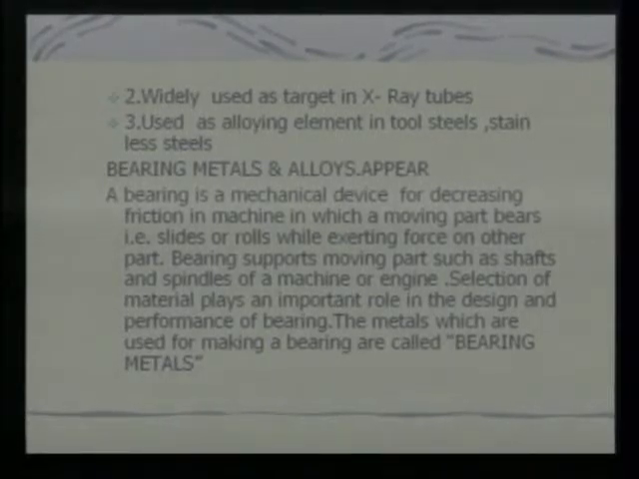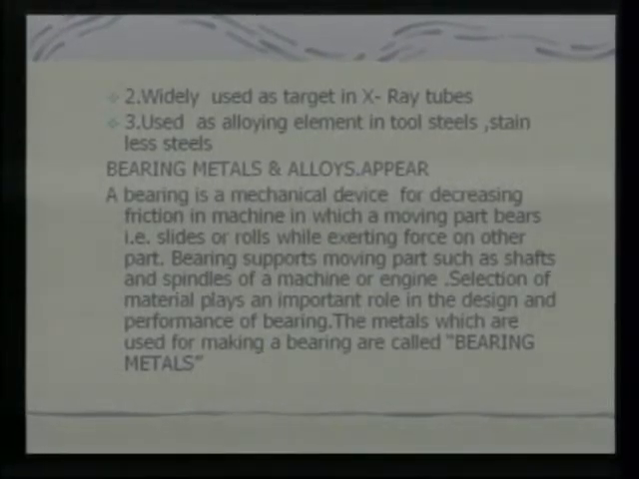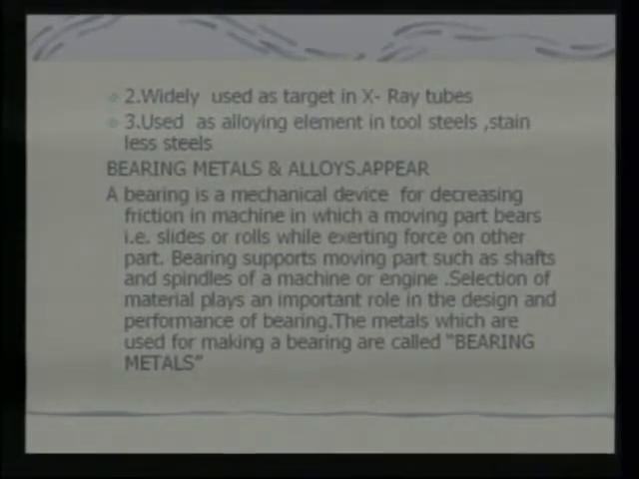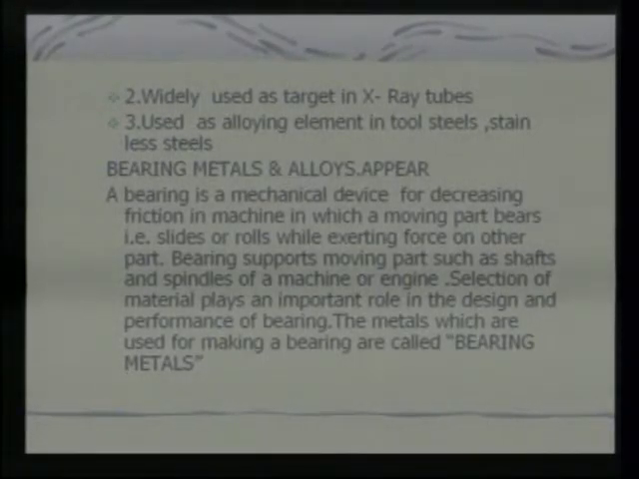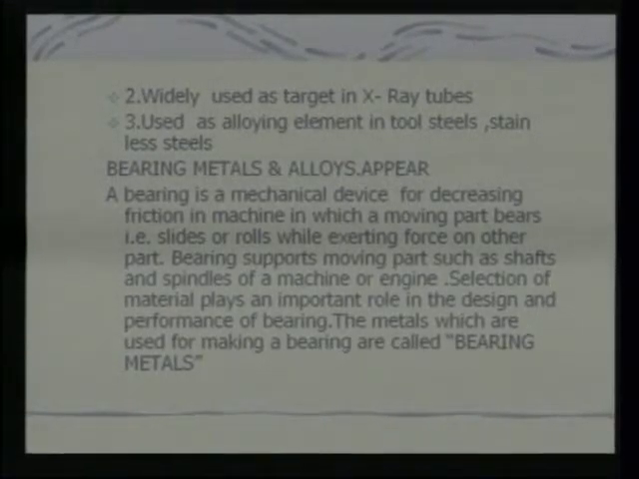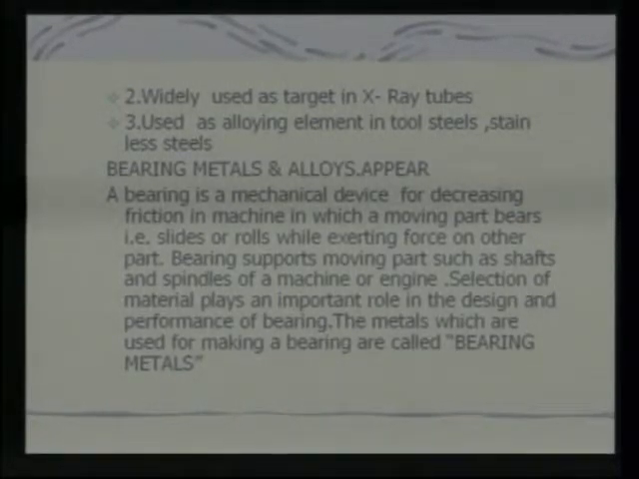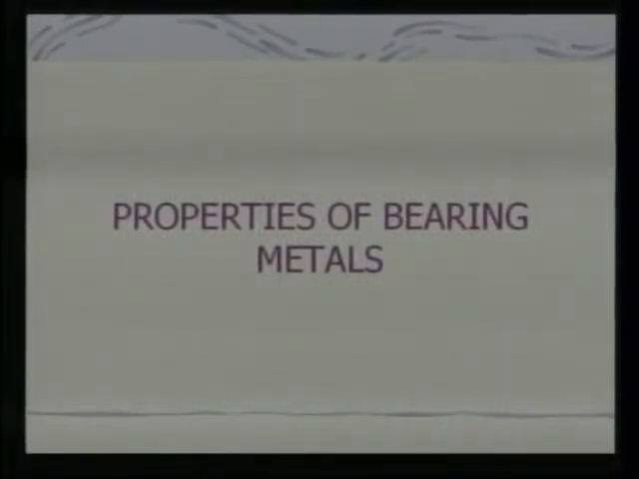A bearing is a mechanical device for decreasing friction in machine, in which a moving part bears, that is, slides or rolls while exerting force on the other part. Bearing supports moving parts such as shafts and spindles of machine or engine. Selection of material plays an important role in the design and performance of the bearing. The metals which are used for making a bearing are called bearing metals, also called babbitts. Properties of the bearing metals are like this.